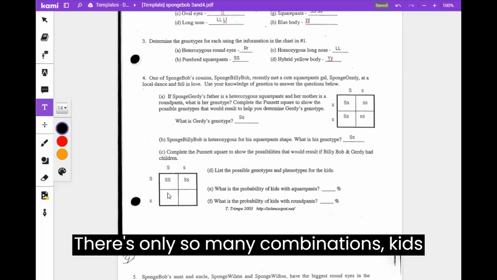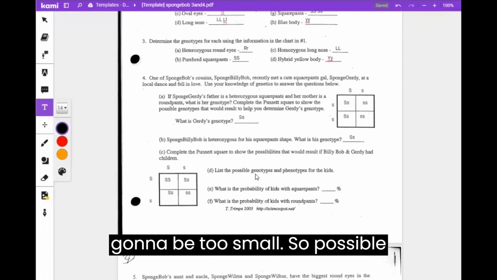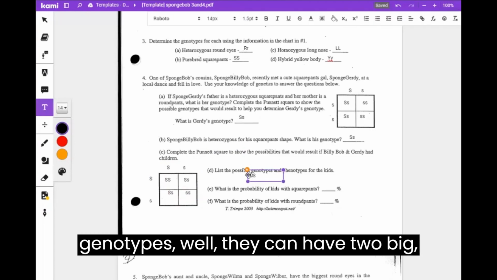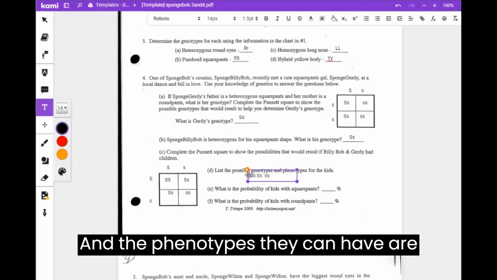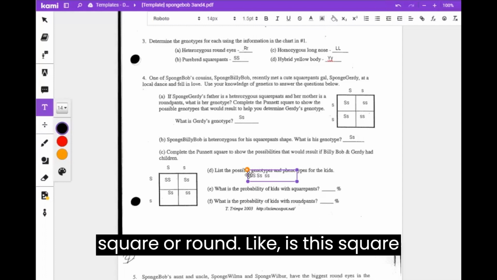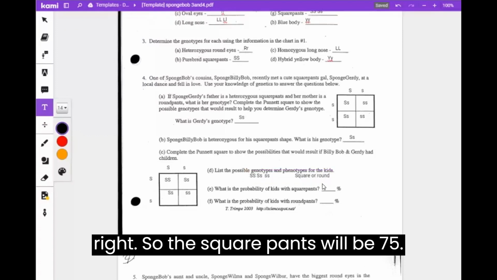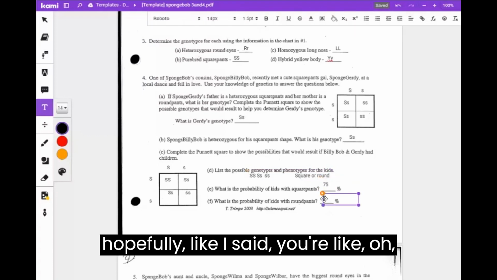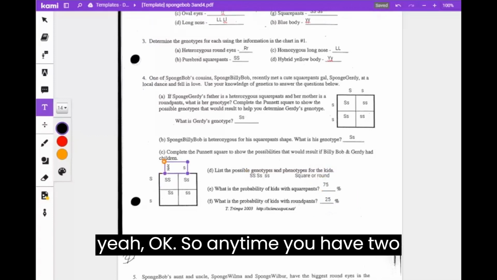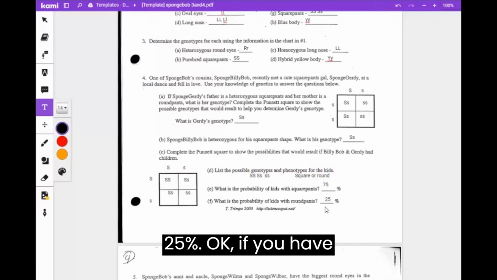There's only so many combinations, kids, that we can actually do. Okay, this one's going to be too small. So possible genotypes: they can have two big, one big and one small, or two small. And the phenotypes they can have are square or round. Wait, is this square pants? Yeah. Square. Round. All right, so square pants will be 75%. This will be 25%. Okay, and hopefully, like I said, you're like, oh yeah, okay. So anytime you have two heterozygous, it's always going to be 3-to-1, 75% to 25%.